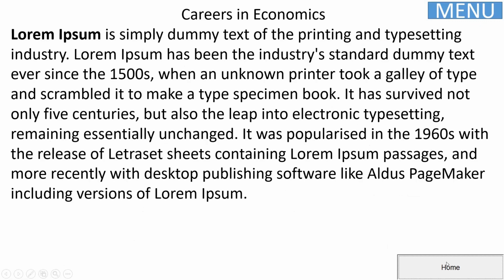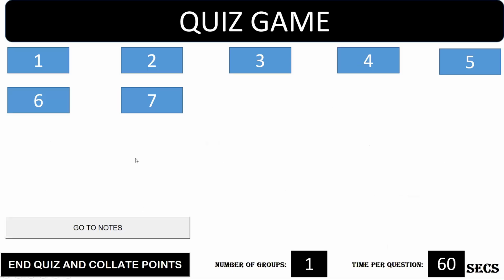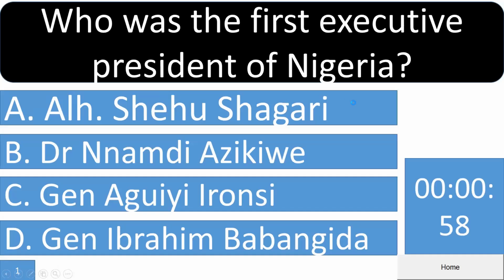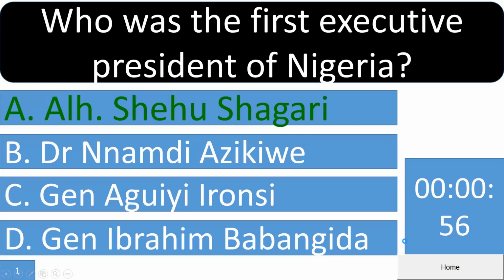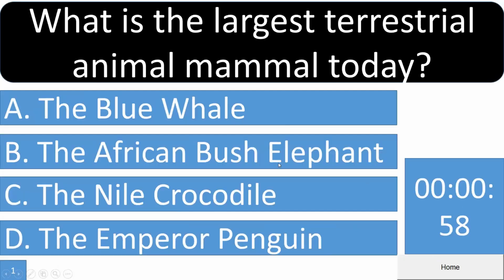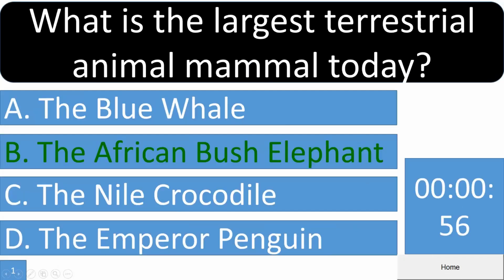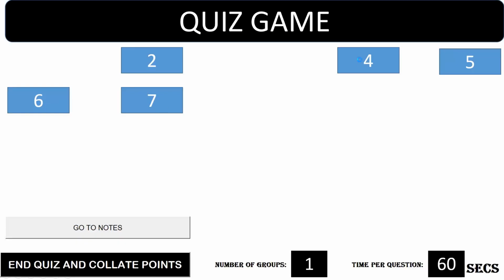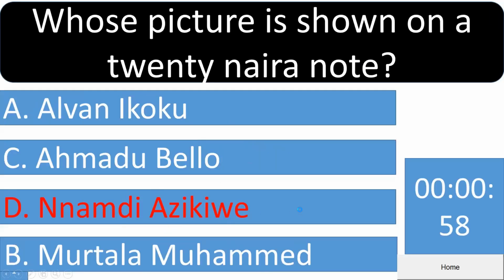So go to home. Clicking on home takes you to the first slide where you can now click on these tabs that will lead you to the questions forming the quiz. I'll click on this tab, 1. Answer the question, correct. Home. The bush elephants, correct. 4. Nnamdi Azikiwe. So that shows in red, wrong.